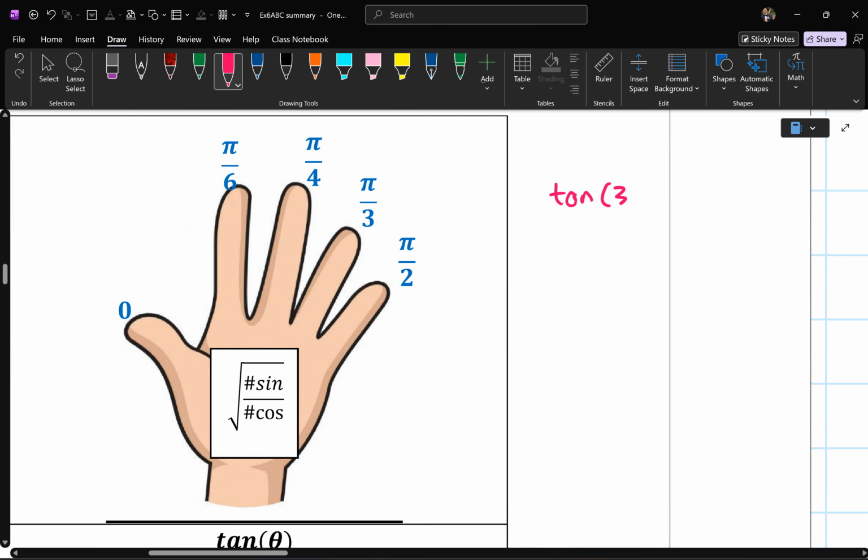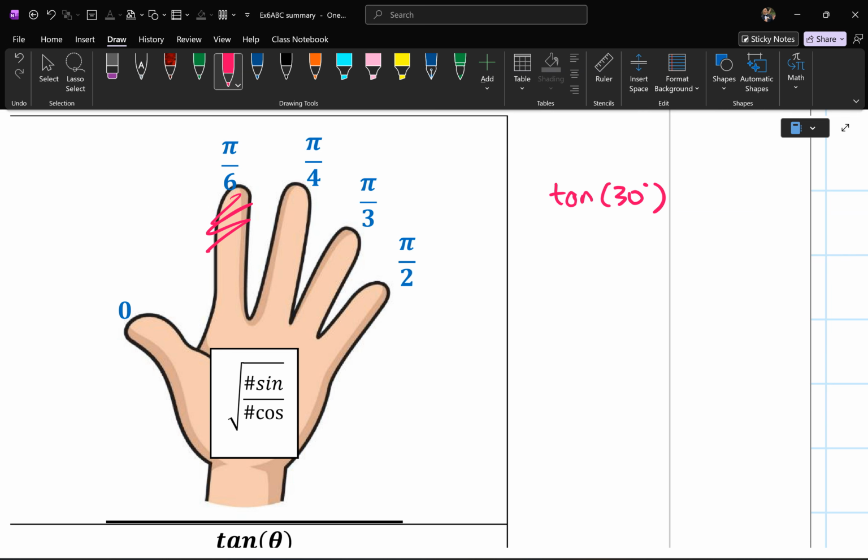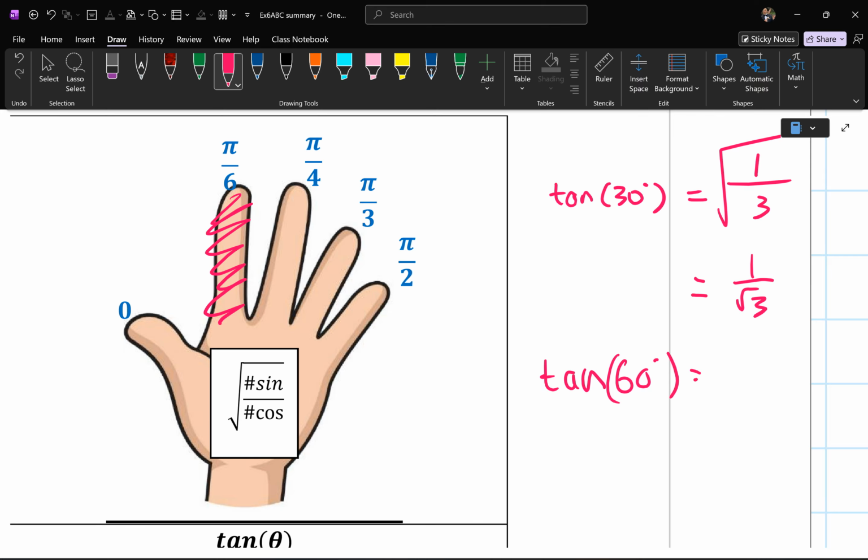If I want to do tan of 30 degrees, which finger is 30 degrees again? Index. Cut this one off. Now, how many sine fingers do I have? 1. How many cos fingers do I have? 3. Square root it. Now you can't square root 3, but you can square root 1. So it's 1 on root 3. Let's try another one. Tan of 60 degrees. Same thing. 60 degrees is my ring finger. Chop this one off. How many sine fingers do I have? How many cos? Square root it. 3 over 1 is 3, so the answer is root 3.